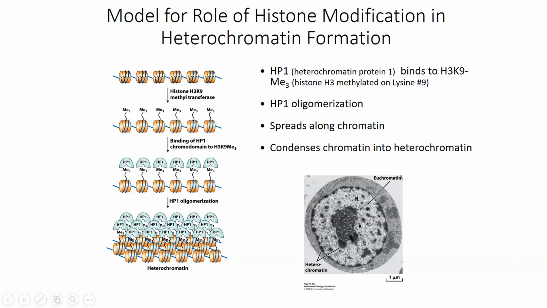So the last part is the hypothesized part. That's how it's thought to work. And this slide is just showing what I showed previously, where you can see in a stained nucleus light staining in euchromatin and heavy staining in heterochromatin.